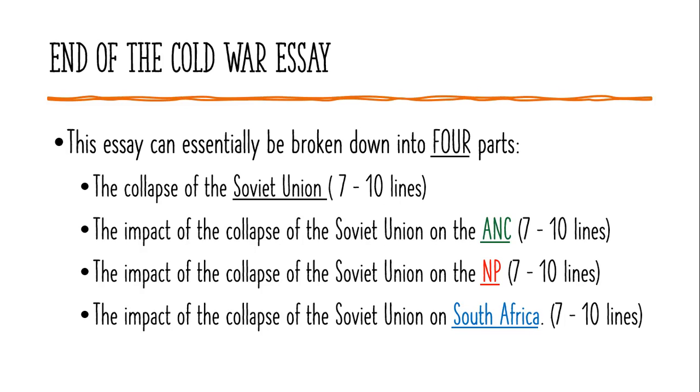Collapse of the Soviet Union should only take you maximum 1 page. You shouldn't be using more than 1 page because you're going into too much background, too much detail. Your main focus, or the crux of your essay, should be the impact of the collapse of the Soviet Union on the ANC, which would be 7 to 10 lines, more or less. The impact on the National Party, also 7 to 10 lines, and the impact on South Africa as a whole, also 7 to 10 lines. So you'll see it'll give you about 10, 20, 30, 40 lines. So it's about a page and a half.